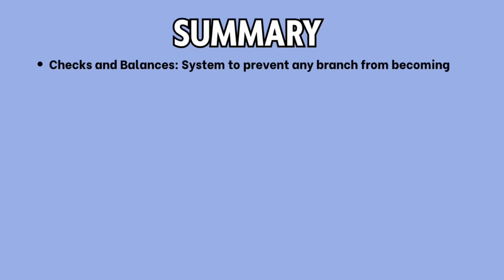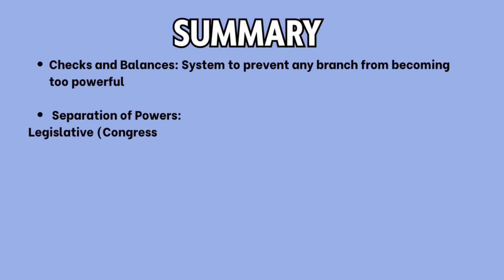Alright, so we covered a lot today. So let's take a moment to bring it all together. First, we defined checks and balances. It's a system designed by the founding fathers to prevent any one branch of government from becoming too powerful. It works by ensuring that each branch, legislative, executive, and judicial, can check the powers of the other.